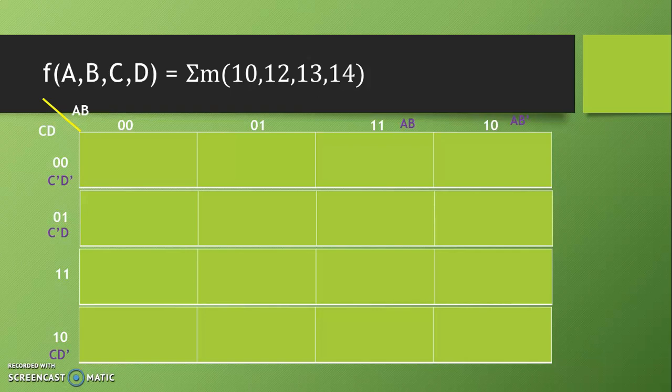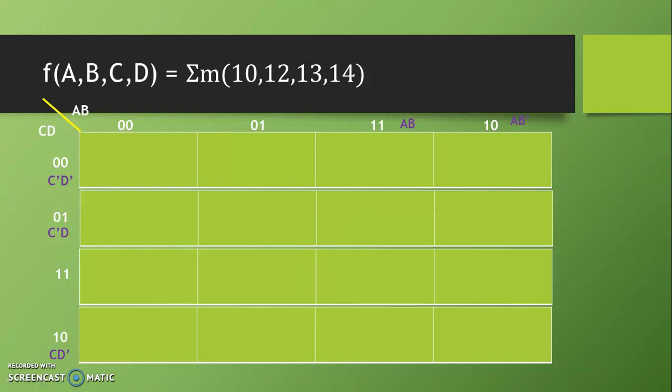Then we write variables. We know that in SOP form 0 means complemented and 1 means uncomplemented. So we have to write A and B. These numbers are for AB. So 1 1 means both are uncomplemented, so AB. 1 0 means A is uncomplemented, B is complemented. This way we can write variables for CD also.